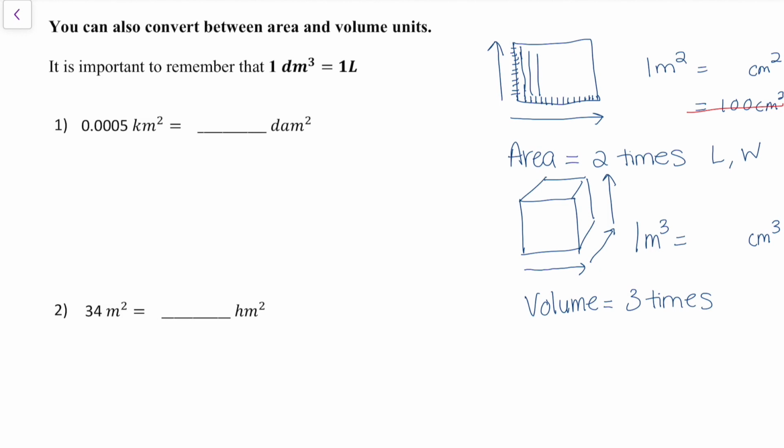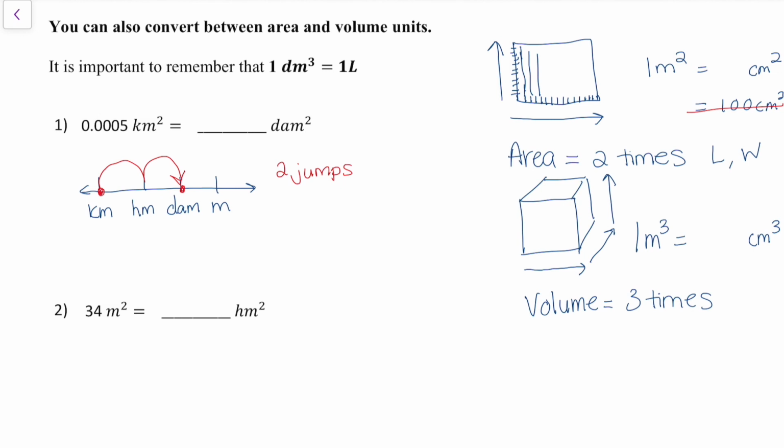So what do I mean by that? Well, if we look at our first example here, we have 0.0005 kilometers squared to decameters squared. So if I look at my scale, I have meters down here. Then I have decameters, hectometers, and kilometers. So if I want to get from kilometers to decameters, I'm going to do 1, 2 jumps, right?